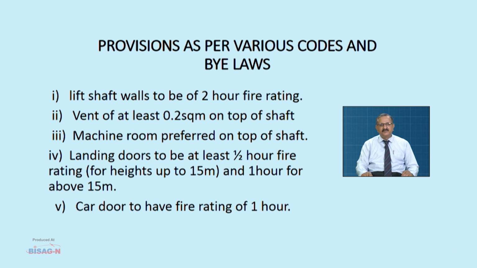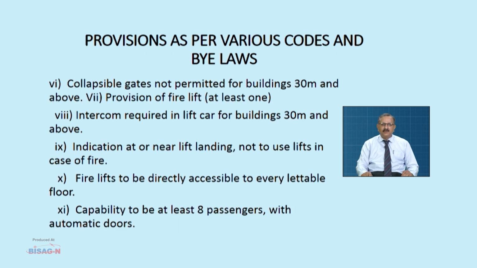Now see the provisions as per various codes and bylaws. Lift shaft wall to be of 2-hour fire rating. Vent of at least 0.2 square meter on top of the shaft. Machine room preferred on top of shaft. Landing door to be at least half hour fire rating for heights up to 15 meter and 1 hour for above 15 meter. Car door to have fire rating of 1 hour. Collapsible gates are not permitted for buildings 30 meter and above.